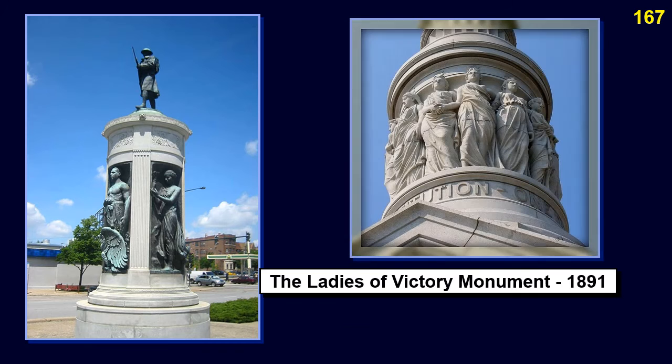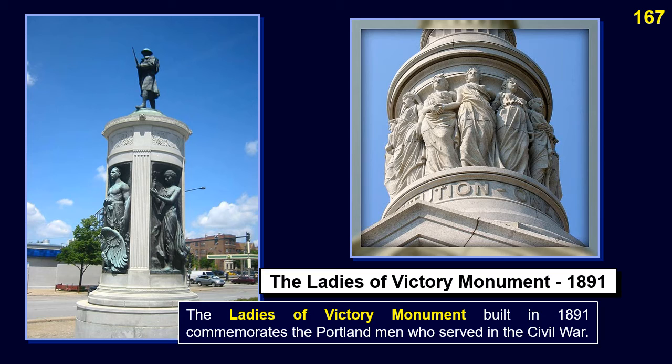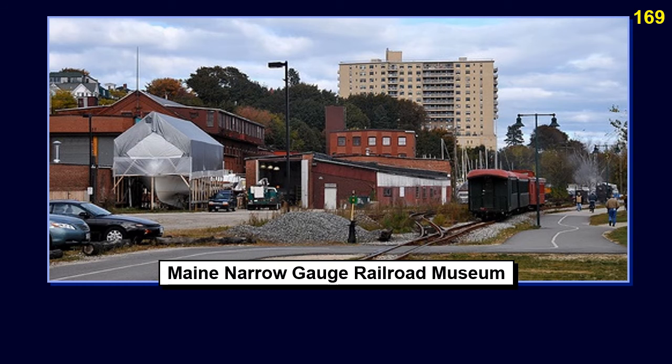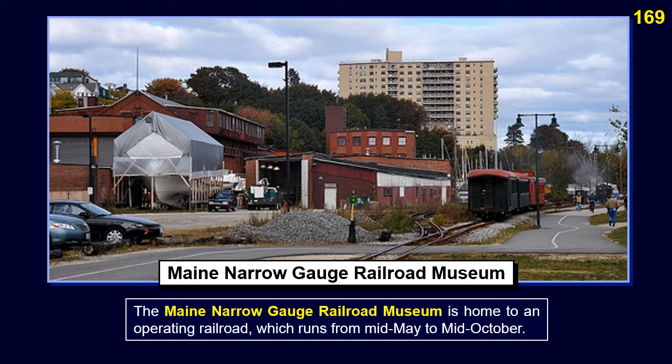The Ladies of Victory Monument, built in 1891, commemorates the Portland men who served in the Civil War. This shows the location of the Ladies of Victory Monument at the corner of Elm and Congress Streets. The Maine Narrow Gauge Railroad Museum is home to an operating railroad, which runs from mid-May to mid-October.